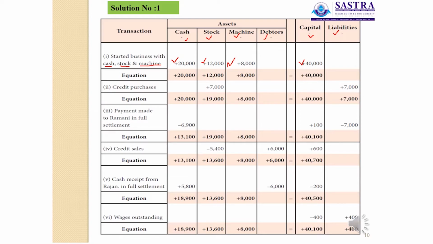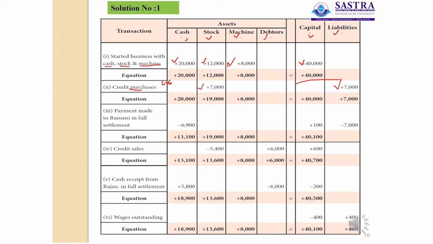Then the next transaction is credit purchases. What are the accounts involved here? Purchase account and creditors account. So there are two accounts involved here. The stock automatically increases, plus 7,000. Creditors is one of the liabilities, so that should be recorded under the liabilities column, rupees 7,000. So liabilities are increased, and asset value is also increased.